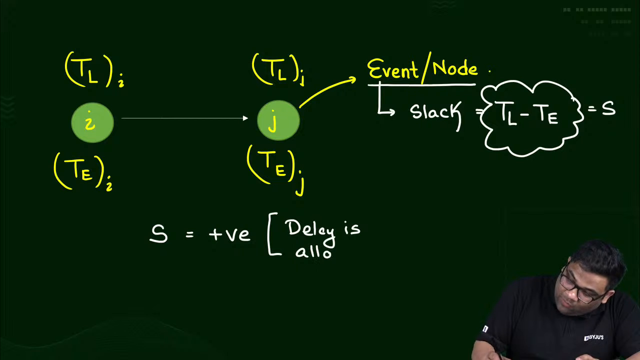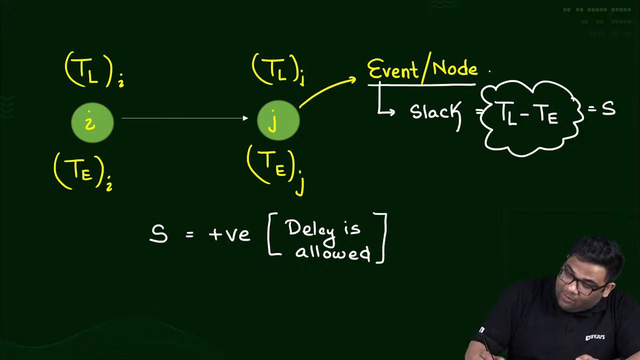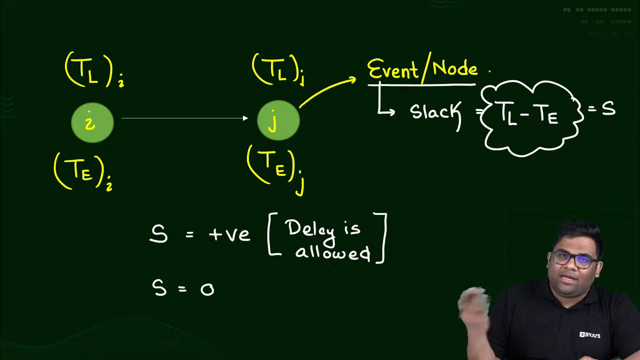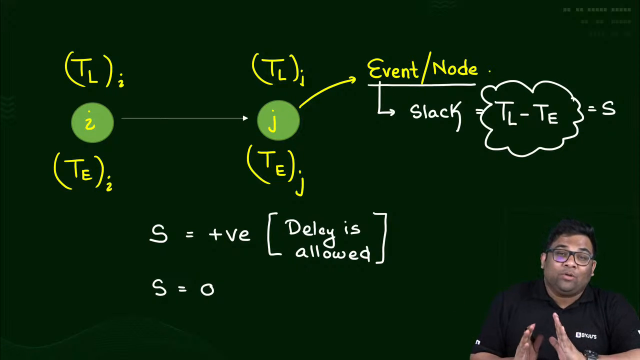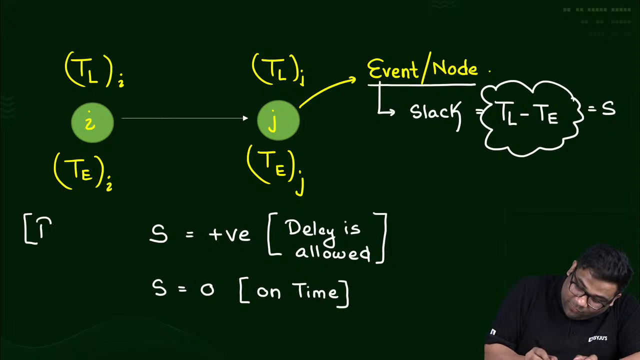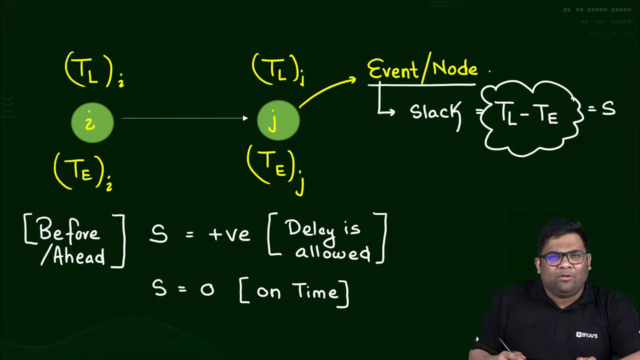Delay is allowed, meaning it has not delayed yet. You can delay it by the slack amount. If it is equal to 0, that means there is no delay, but delay is not allowed either, because it is on time. If slack is positive, it is running before time, it is ahead in time. If some event is ahead, you can do some delay, no problem. But if it is on time, you cannot do any delay.